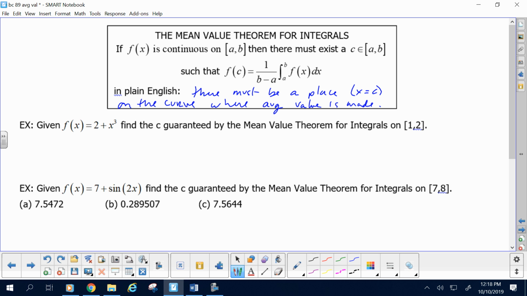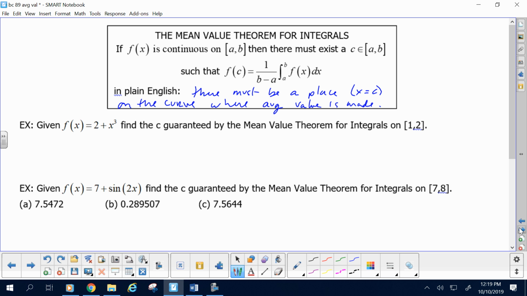All right. So there are sometimes where you're going to find the average value and just call it good. There are other times when you're saying, all right, find the average value, but then tell me the x that makes it. That's what this question reads. I know it's kind of subtle and hidden in a bunch of mathy speak, but when it says given the function, find the c guaranteed by the mean value theorem for integrals, it means find the x equals c at which the average value is made.